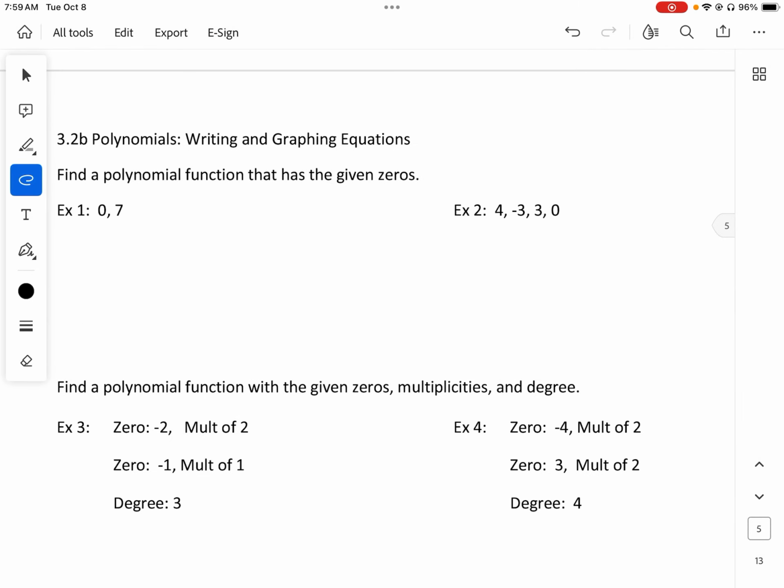Let's talk about how to write and graph equations if we have a polynomial with given zeros. So we are going to write this as x. When x equals 7, we are going to write this as x minus 7. So our function is f of x equals x minus 7.